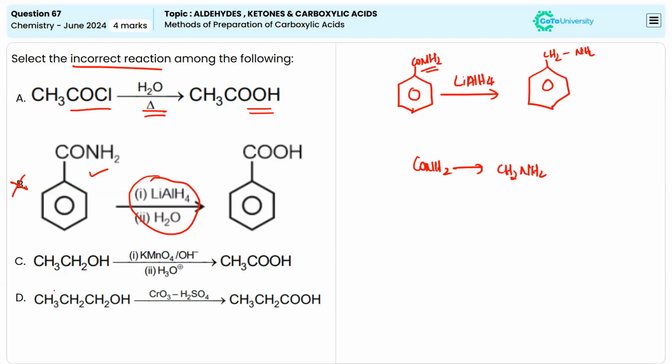If you check the other options, they are correct. In the third one, we can see the alcohol is converting into carboxylic acid by oxidation. This is possible because alcohols on oxidation convert into carboxylic acids. This is a primary alcohol as well, so this reaction is fine. And the last one is again a primary alcohol on oxidation with CrO3 and H2SO4 converting into acid. This is also possible. So the incorrect option is B.